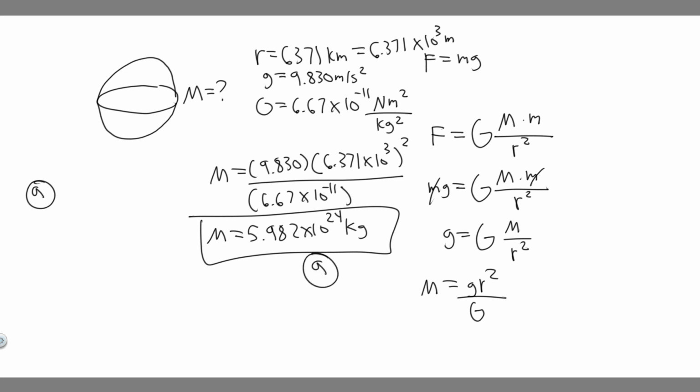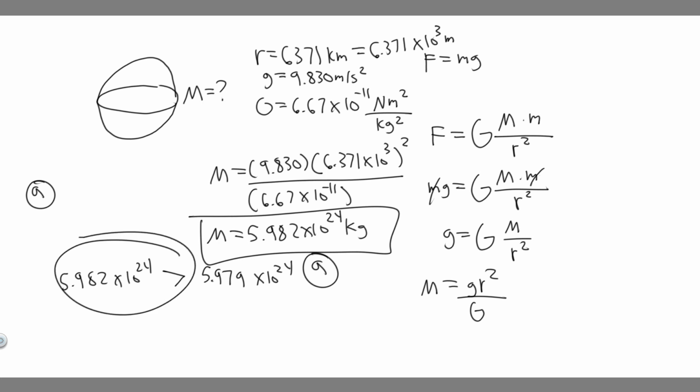And so for B, we're asking to compare this value to 5.979 times 10 to the 24. So we have 5.982 times 10 to the 24, and then we also have 5.979 times 10 to the 24. What you should notice is that the value that we found is greater than the value they give us. They just say compare it, so I think they just want us to realize that our value is bigger. I don't really know what they want you to do for B, but essentially the answer we found is bigger than the one they gave us. So that's going to be your answer for B. These are your answers, and hopefully you found this useful.